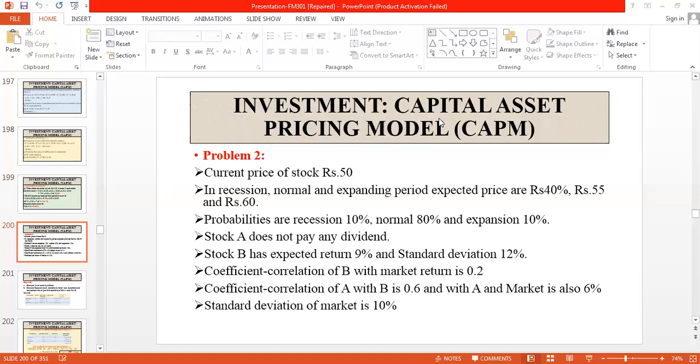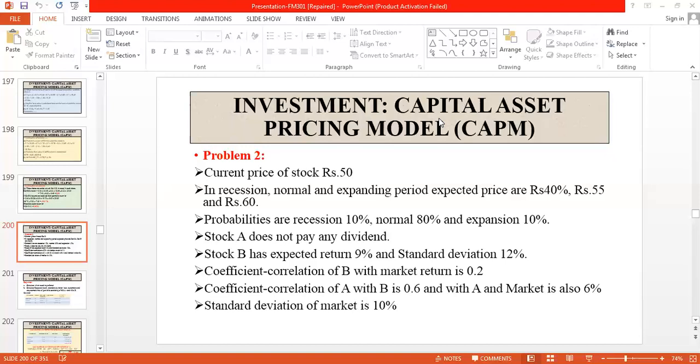So that was our problem number one. We are now showing problem number two, which is another conceptual application of a little different nature of the CML and SML. Just go through this problem. Current price of the stock is 15. It is underlying a particular asset or share which is currently available in the market at rupees 15.